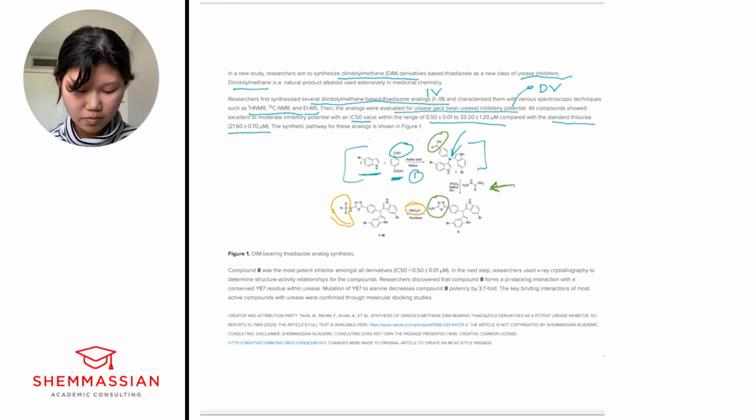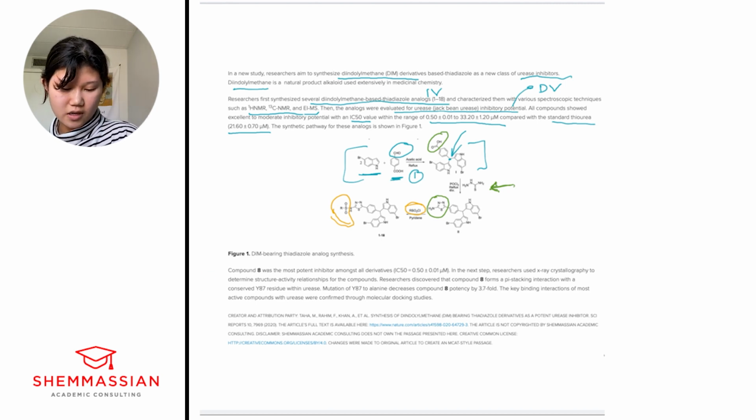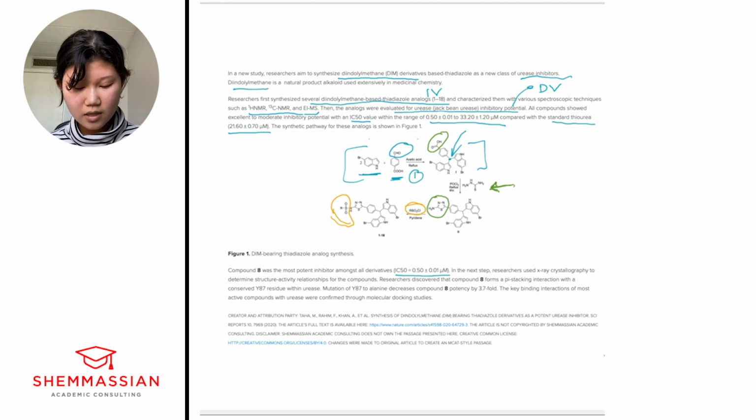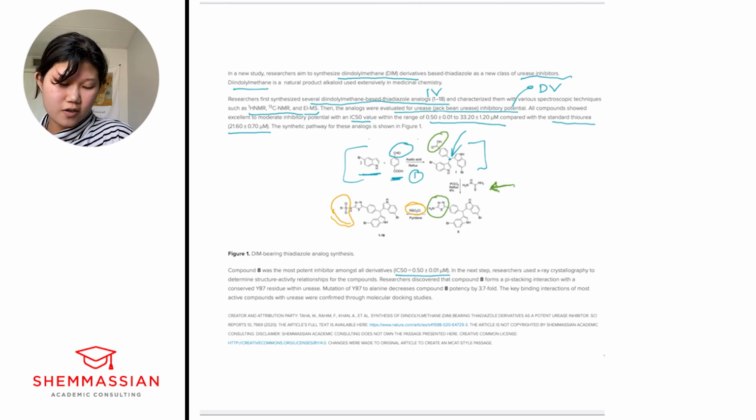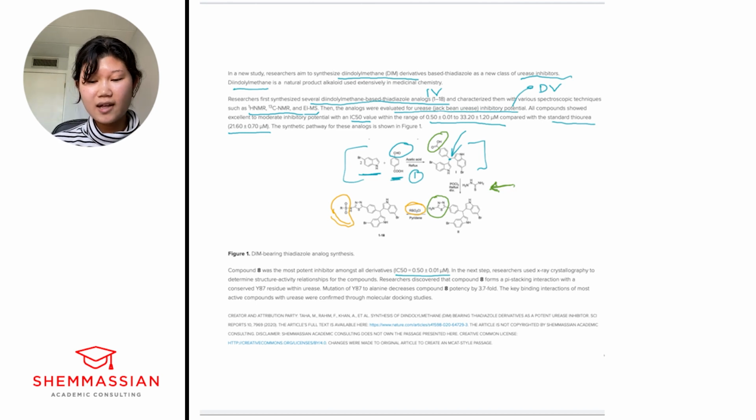Compound 8 was the most potent inhibitor amongst all derivatives, with an IC50 of 0.50 plus or minus 0.01 micromolar. In the next step, researchers used X-ray crystallography to determine structure-activity relationships for the compounds. Researchers discovered that compound 8 forms a pi stacking interaction with a conserved Y87 residue within urease. Mutation of Y87 to alanine decreases compound 8 potency by 3.7-fold. The key binding interactions of most active compounds with urease were confirmed through molecular docking studies.